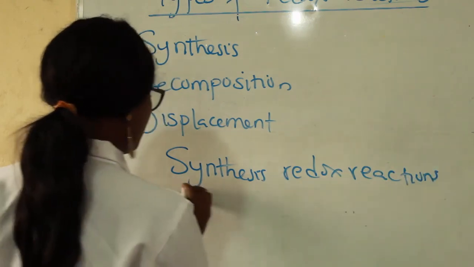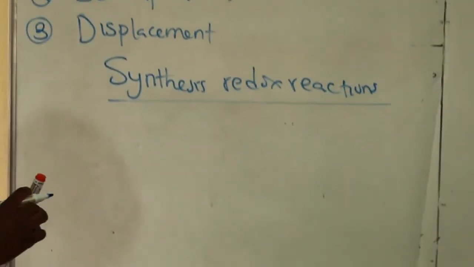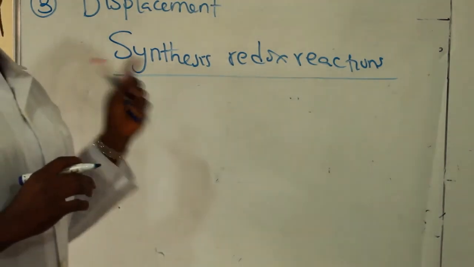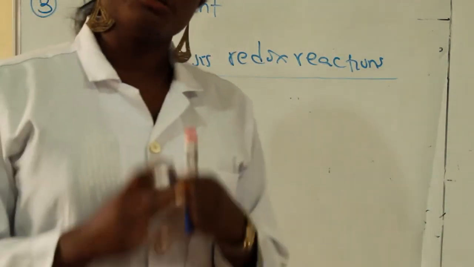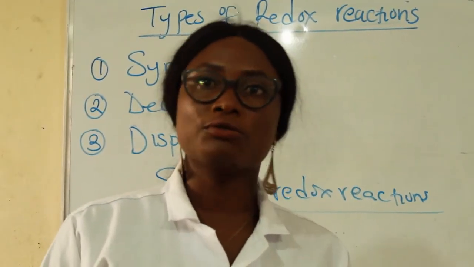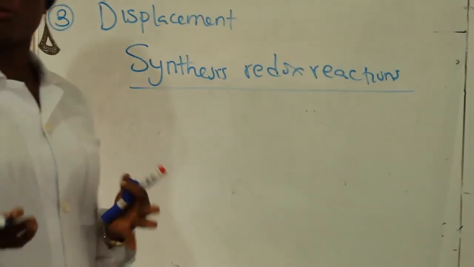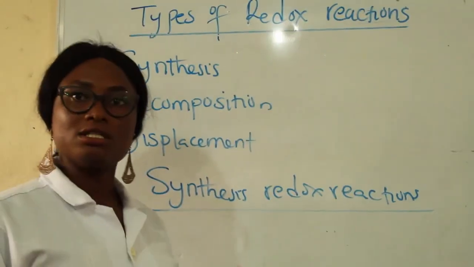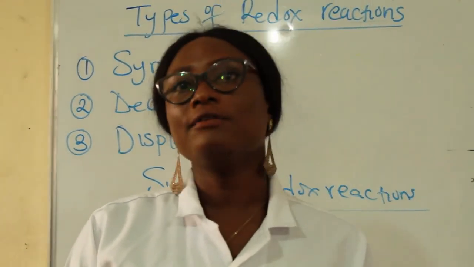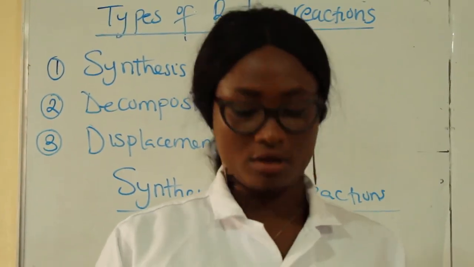Of course, as a reminder, redox reaction is the transfer of electrons from one atom to another. In synthesis, this is also called a combination reaction, where you have 2 different atoms coming together to form one. I've given you the definition, you can write it down. I'll just write the equation. This is also called combination reaction, where you have 2 or more elements coming together to form one compound.